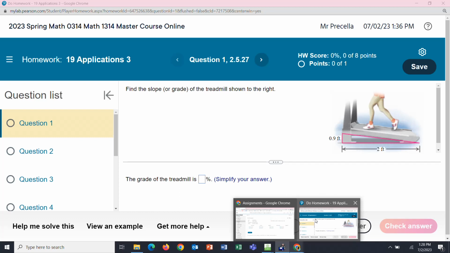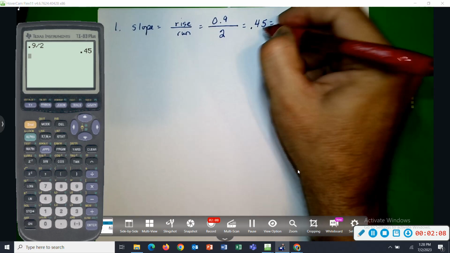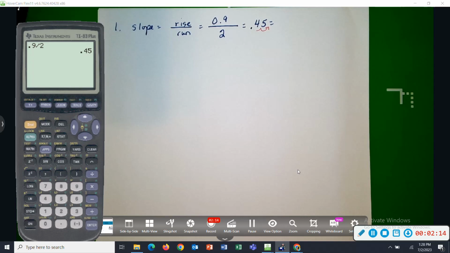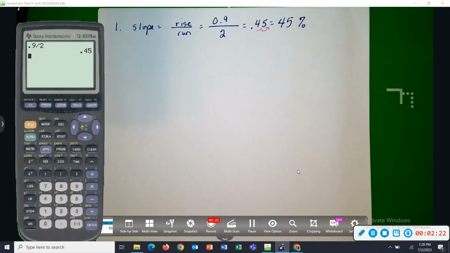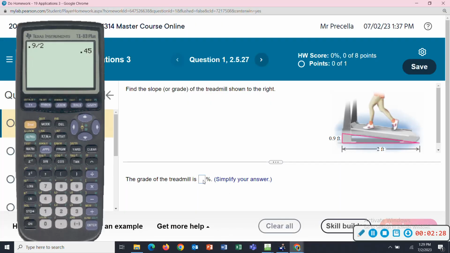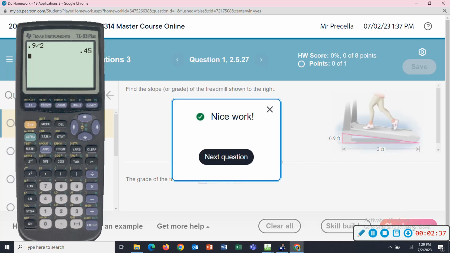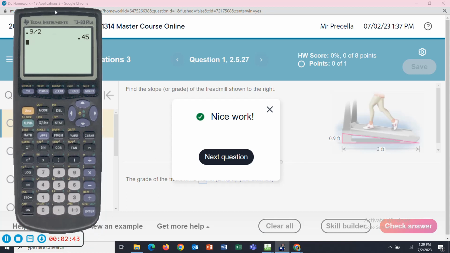So how do I write 0.45 as a percent? Well, I just moved my decimal point 2 places to the right, which is the same thing as multiplying by 100. So 0.45 is 45%. So 45%. And I'll check that answer. Let me go ahead and move this over here. I'll move my calculator up a little.